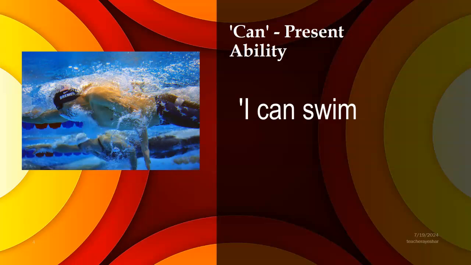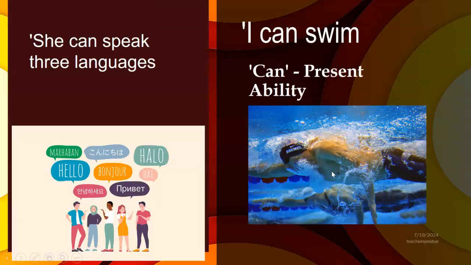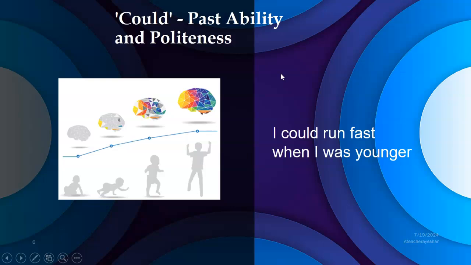Okay. So another example is she can speak three languages. It means she has the ability to do that. So for something about ability, we usually say can. Okay. Next one we have could.